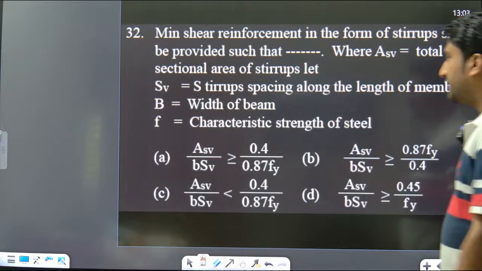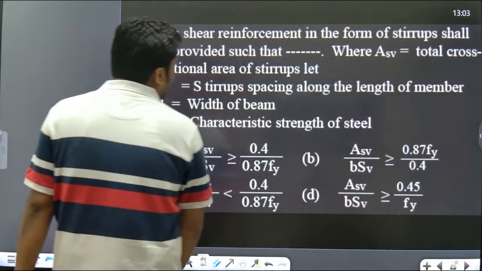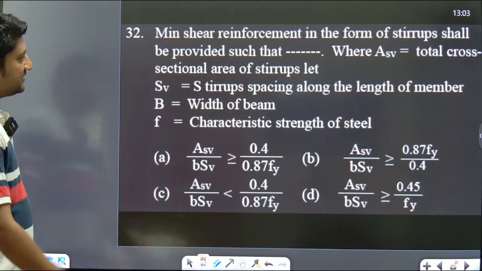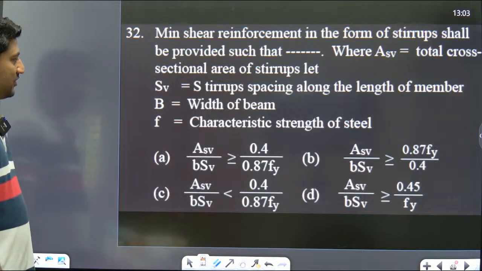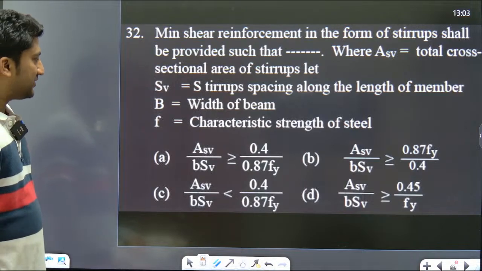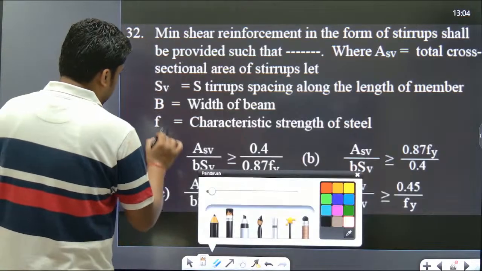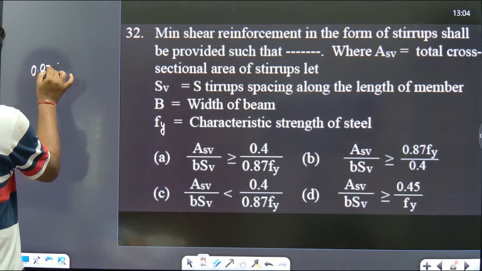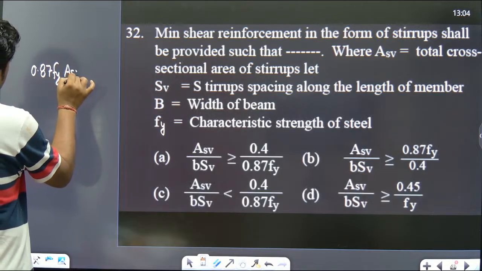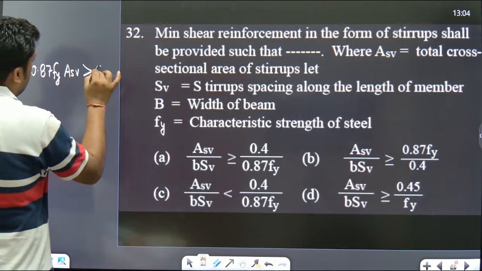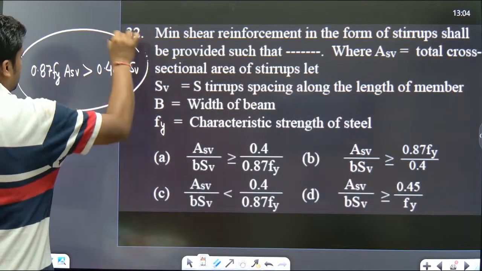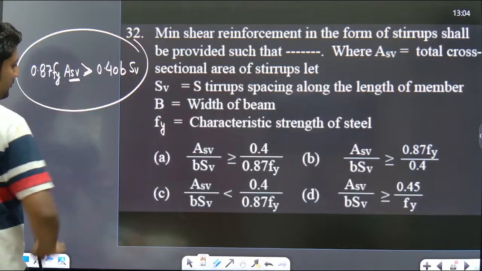So area of the shear stirrup. Minimum shear reinforcement in the form of stirrup shall be provided such that total cross section area of the stirrup, SV is spacing along the length of the member, B is width of the beam, and Fy the characteristic strength of steel. So we know that 0.87 Fy into ASV, this area of the stirrup should be more than 0.4 times of B into SV. This is the condition.